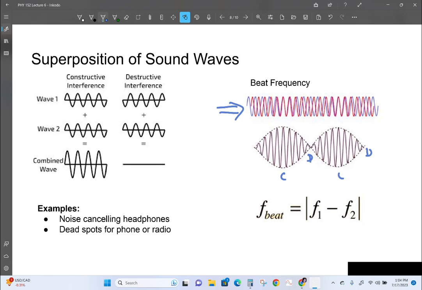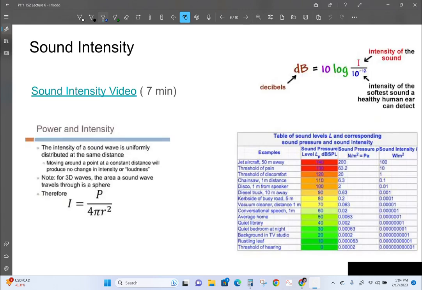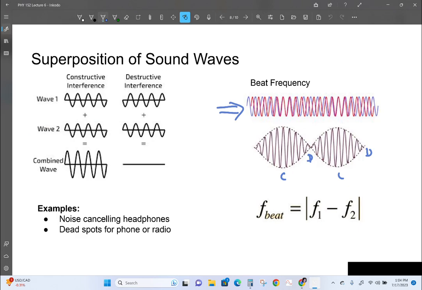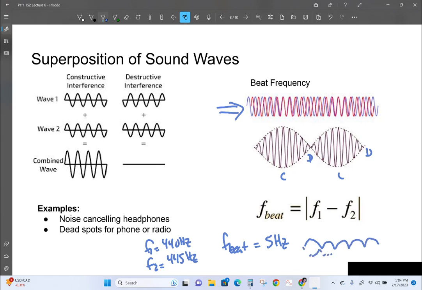So, for example, if F1 was 440 hertz and F2 was 445 hertz, the beat frequency would be 5 hertz. It's just the difference between them. And that means that you would hear 5 beats in 1 second. Okay, that's what that would mean.